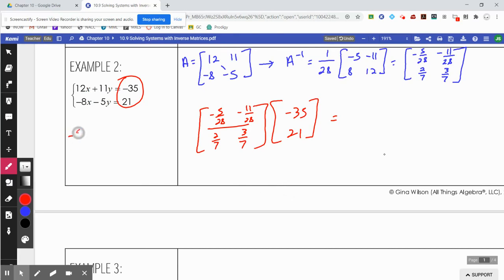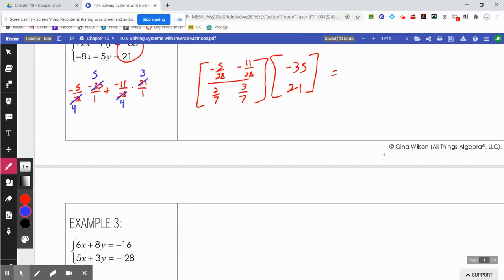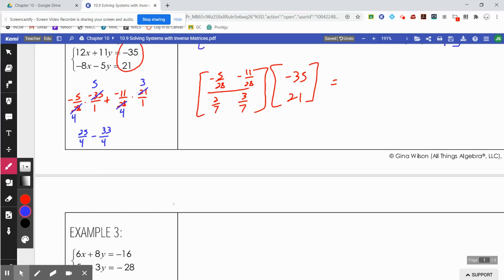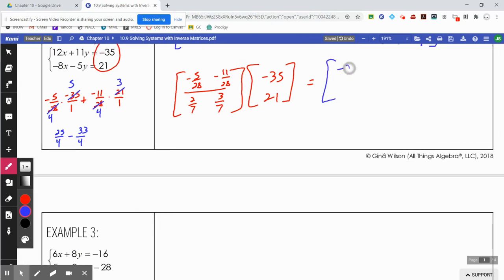I've got to do negative 5 over 28 times negative 35. Then I've got to do plus negative 11 over 28 times 21. I can cross cancel there. 28 and 35 gives me a 4 and a 5. 28 and 21 gives me a 3 and a 4. So that's going to be a positive 25 over 4 and a negative 33 over 4, which is negative 8 over 4, which is negative 2.